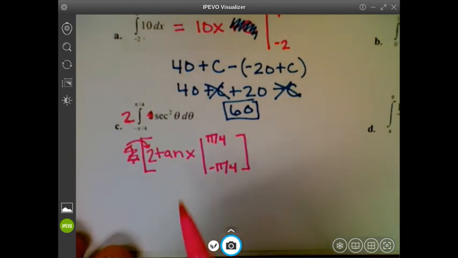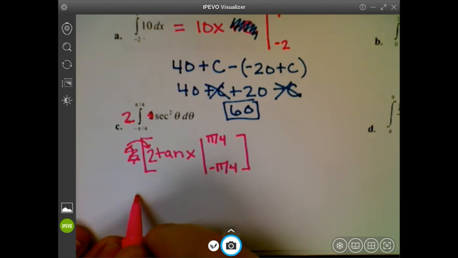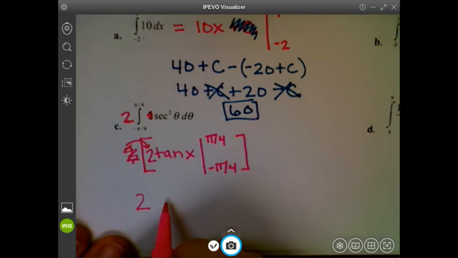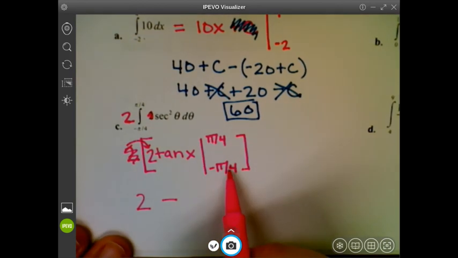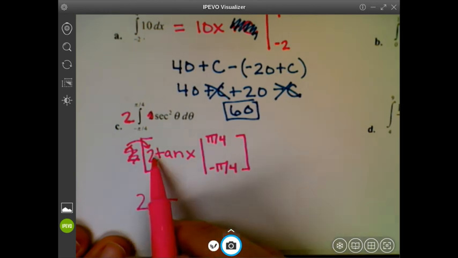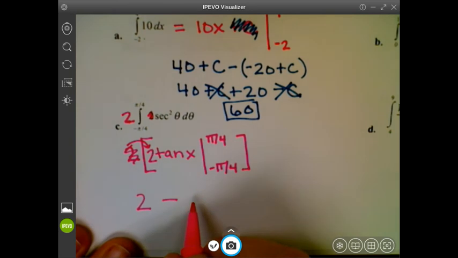All right, so at pi/4, the tangent of pi/4 is just equal to 1. So this would be 1 times 2, so that's 2. And then we're subtracting tangent of -pi/4. Well, the tangent of -pi/4 is -1. And negative 1 times 2 is negative 2, so that'll turn into a plus 2.